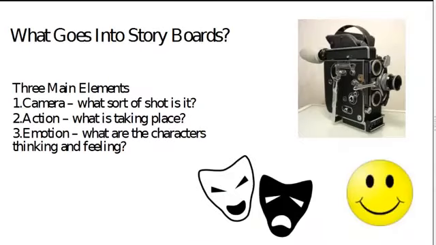And so what goes into storyboards? There are three main elements that you have to think about. The first is camera. What sort of shot is it? Is it a wide shot, a medium shot? Is it a close-up? You know, what's going on, or what's the sequence of shots? So you need to have a good understanding of cinematography.